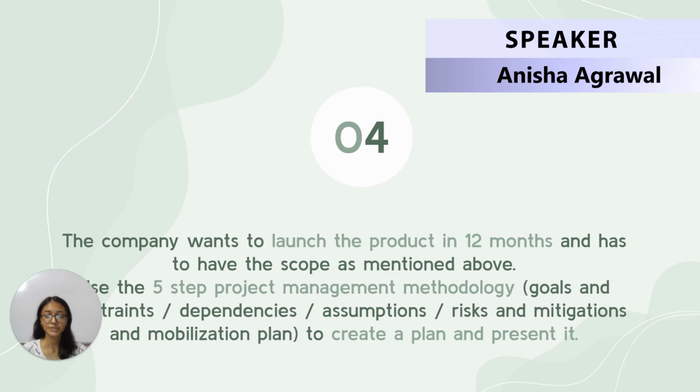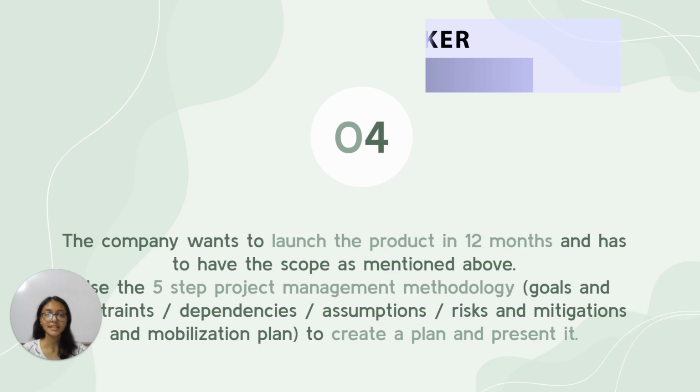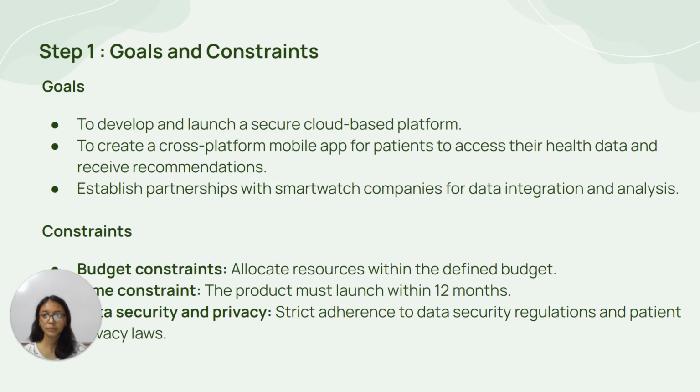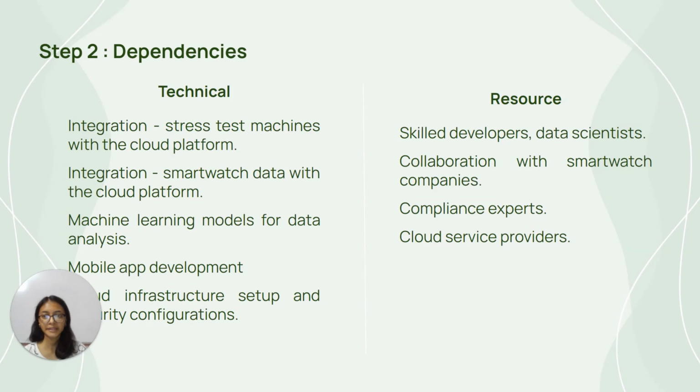Let's move on to the next question that we would like to discuss. The question says to use the 5-step project management plan to create a plan for the product within the given scope. Step 1 is to define the goals and constraints. Moving on to step number 2, that is dependencies. To successfully achieve our goal, we recognize that there are numerous dependencies to manage. These dependencies range from technical to resource dependency.